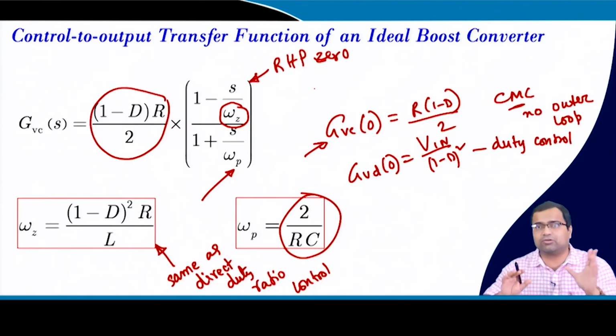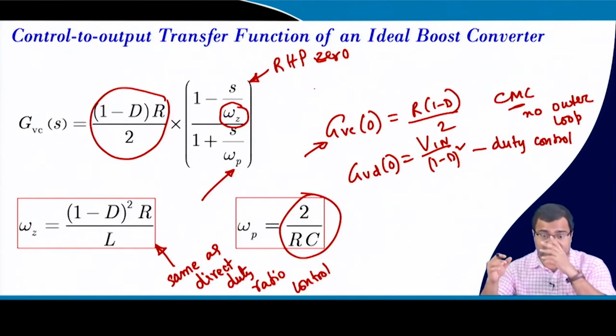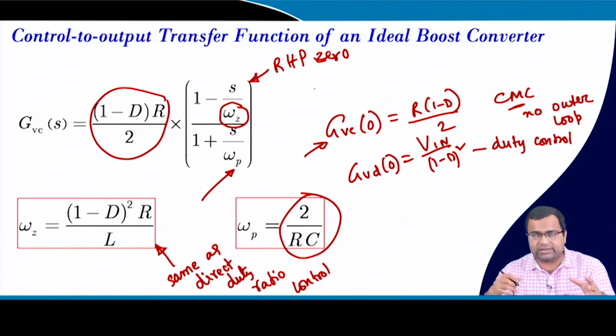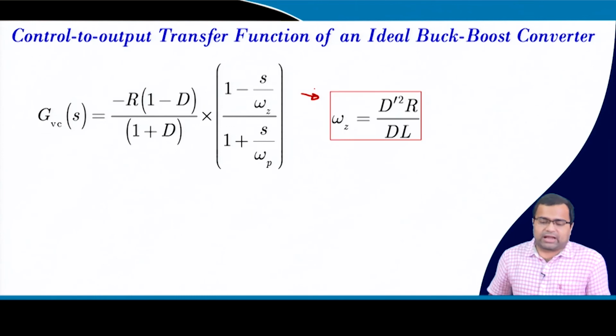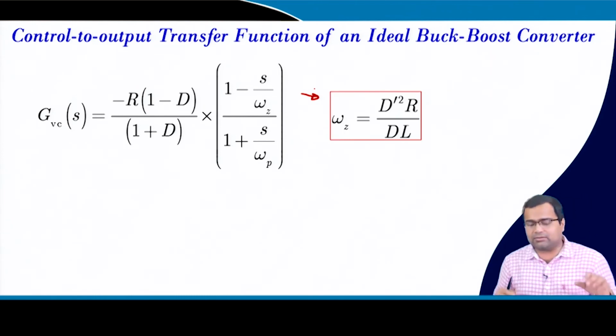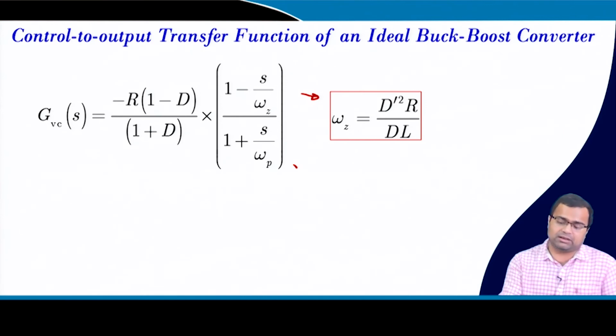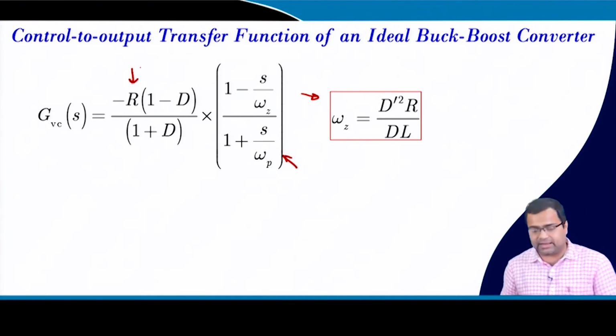But yes, in digital control life will be much easier, because you have the flexibility to tune the controller. So, in an ideal buck boost converter you will get the same RHP zero, but now the pole will be a single pole, and you will also have a load resistance dependent gain.